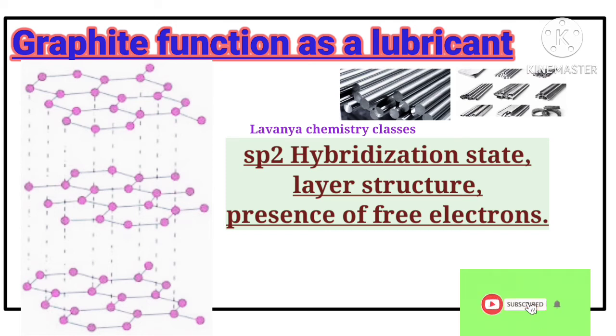And the uses of graphite. Graphite is used as a dry lubricant and in making electrodes in electric furnaces. It is chiefly used in lead pencils also.